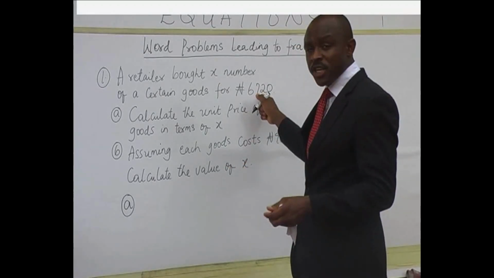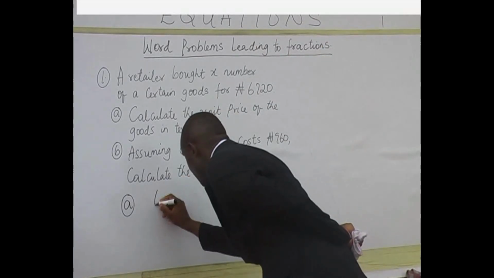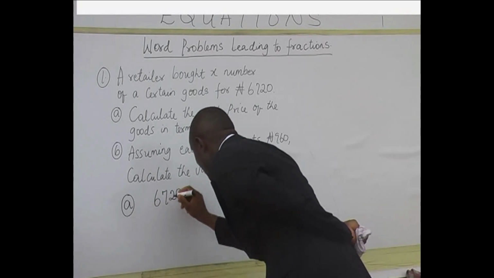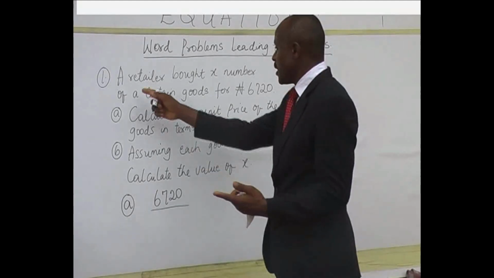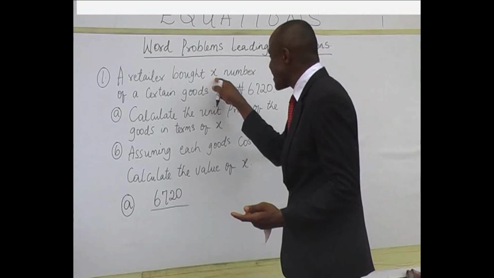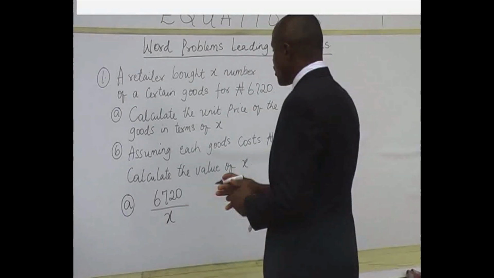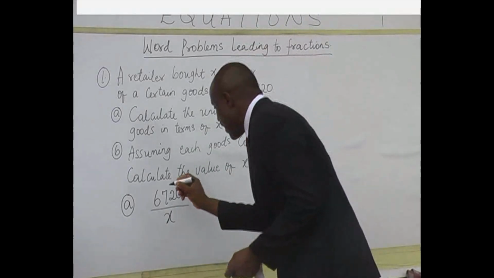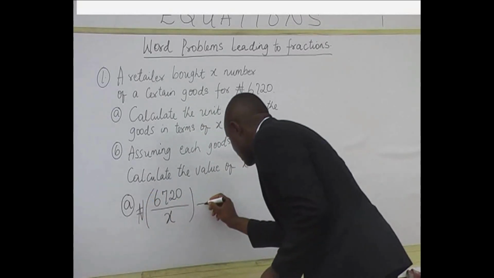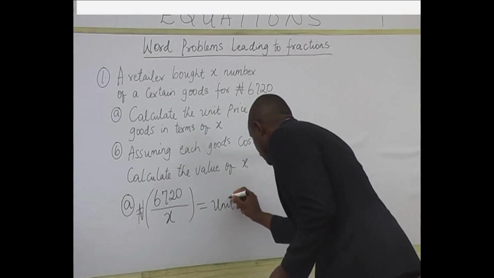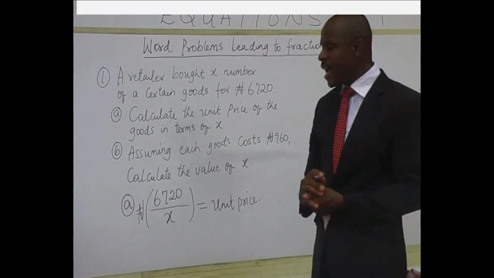The total price for which that certain number of goods was bought is 6,720 naira, then divided by the number of the goods. Remember the question said a certain retailer bought X number. So if you divide 6,720 by X, whatever you get is in naira, and that is the unit price. That puts an end to question number A. Then number B.